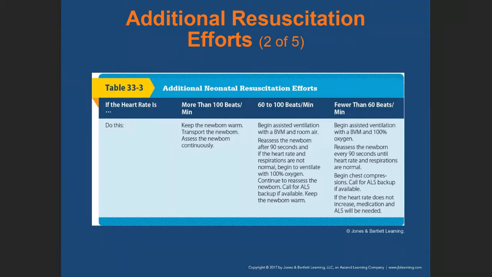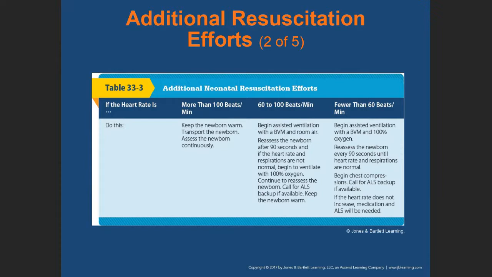So look at your effort at breathing. If more than 100 beats per minute, keep the newborn warm, transport the newborn, and assess the newborn continuously. If it's within 60 to 100, begin assisted ventilation with a BVM and room air. Reassess the newborn after 90 seconds, and if the heart rate and respirations are not normal, begin to ventilate with 100% oxygen. Continue to reassess the newborn, call for ALS backup if available, and keep the newborn warm.